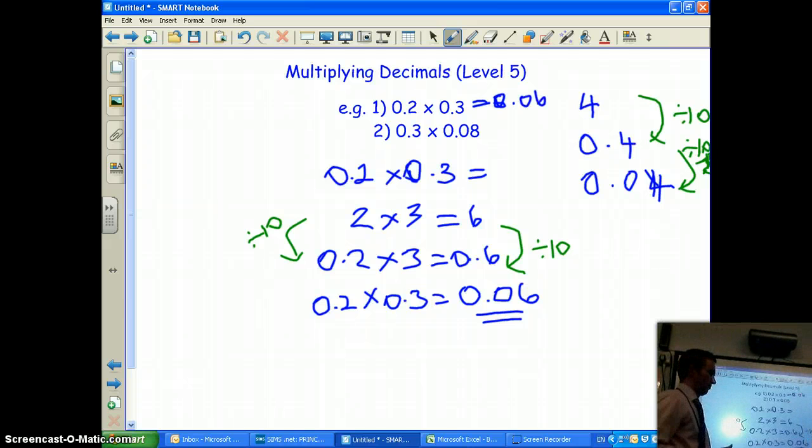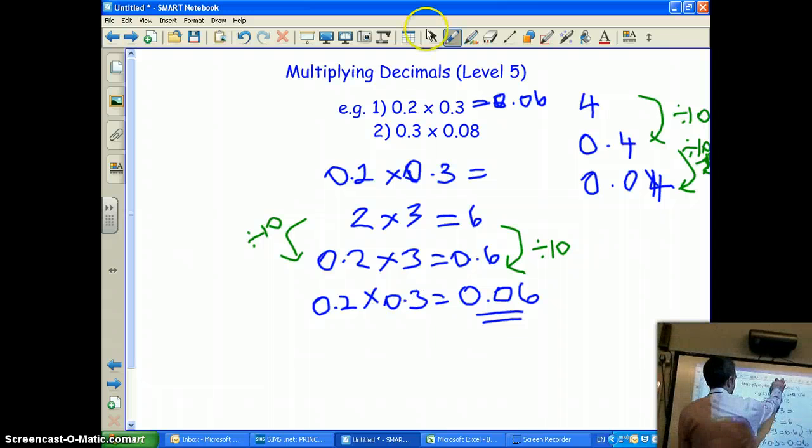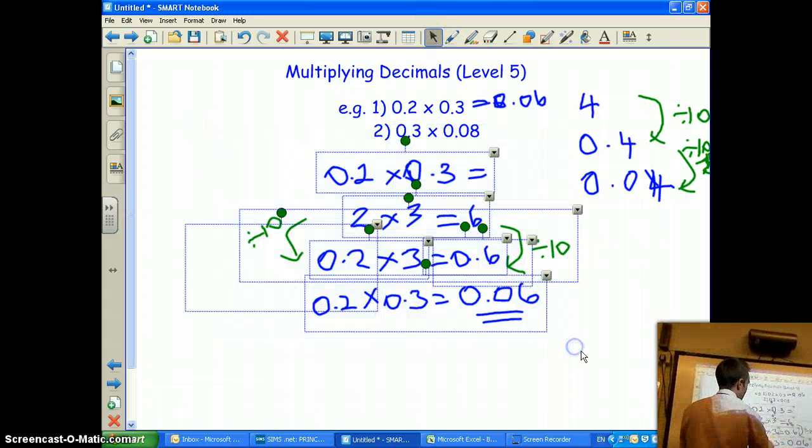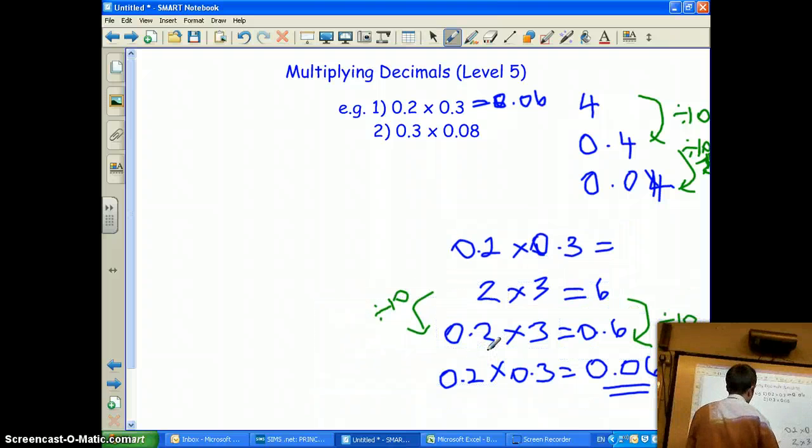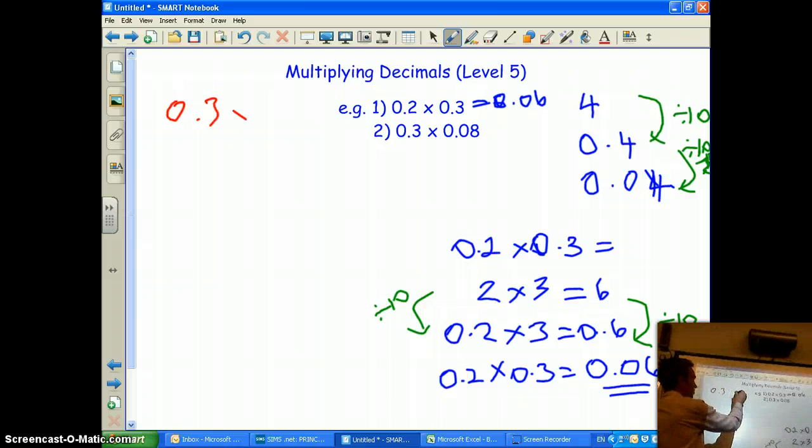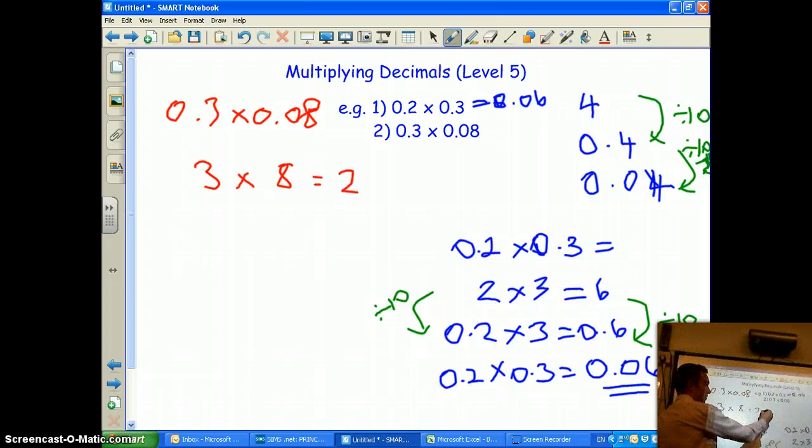Okay, there we go. Lovely. We're now going to look at a slightly harder example. I'll do this in red pen. So in this example, we've got 0.3 times 0.08. Again, it looks a bit harder, but it's actually not much difference. You've just got to do an extra step. So we'll start with what we do know, which is 3 times 8. And I know that that is 24.